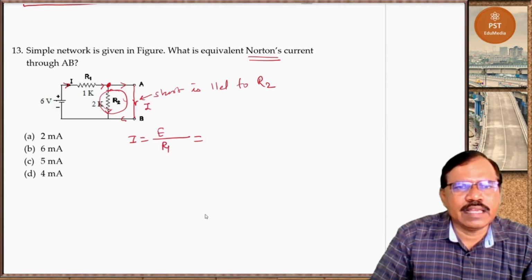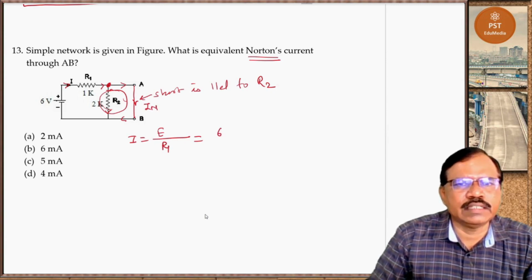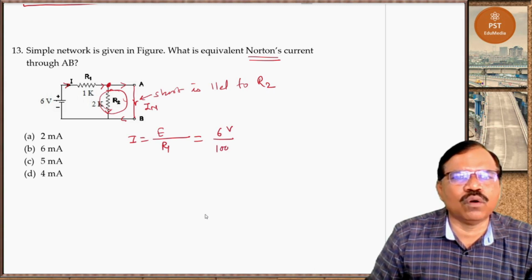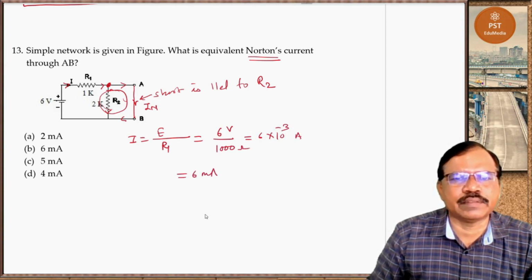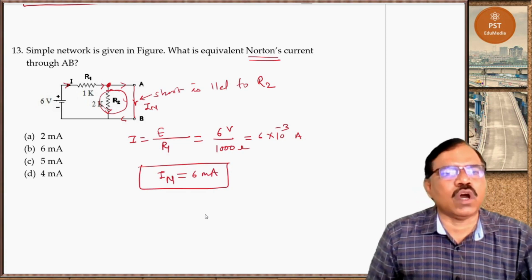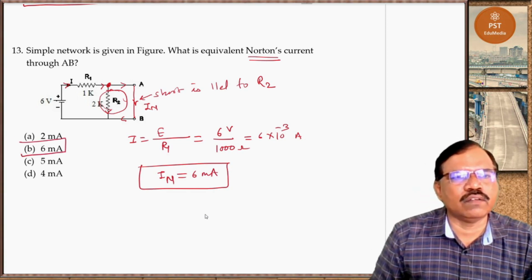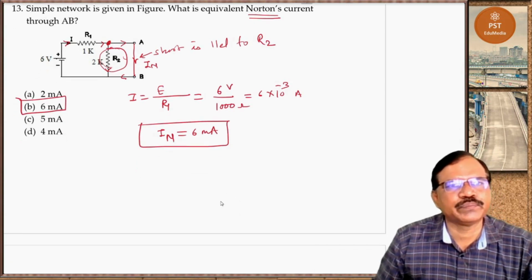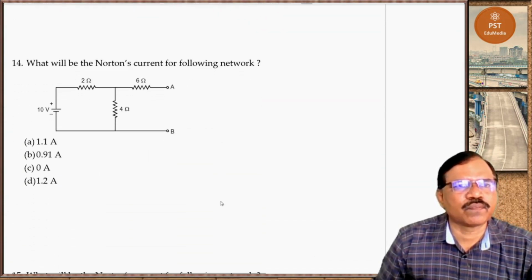And that current is IN. So here it is 6 volt divided by R1, which is 1 kilo ohm, that is 1000 ohm. So it is 6 into 10 raised to minus 3 ampere, so it is 6 milliampere. So I is equal to 6 milliampere, and that is IN because that is flowing through the short. So here this second one is correct. Now next one.